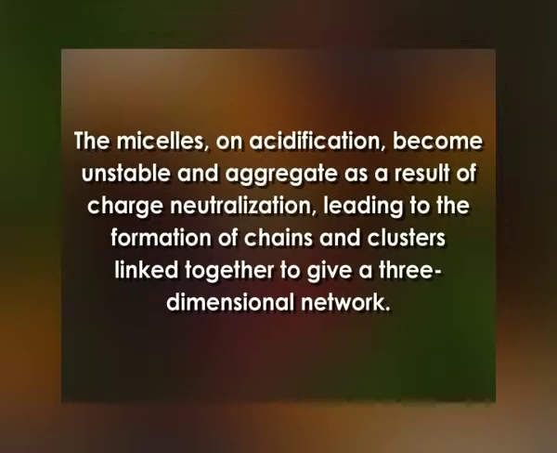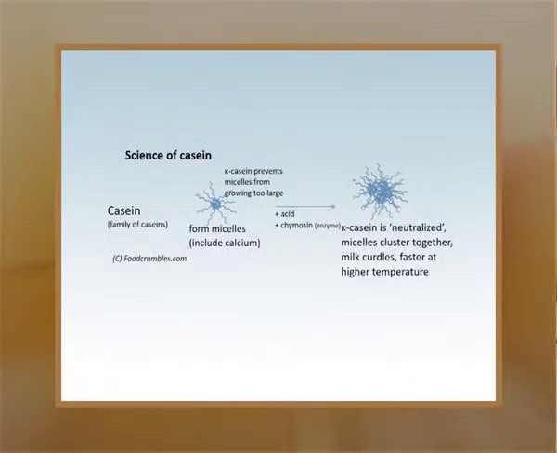On acidification, the micelles become unstable and aggregate as a result of charge neutralization, leading to the formation of chains and clusters that are linked together to give a three-dimensional network. In milks preheated at higher temperatures, gelation occurs more rapidly at a higher pH than in unheated milk. Interaction of whey proteins with casein micelles on heating milk at its natural pH may increase the hydrophobicity of the micellar surface and reduce the hydration barrier against aggregation, thus allowing aggregation and gelation to occur at a higher pH than in unheated milk.